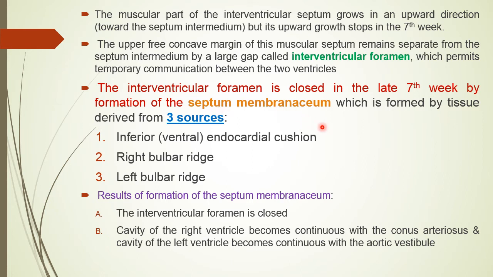And obviously the result of formation of the septum membranaceum is that the interventricular septum becomes complete, the interventricular foramen is closed, and the original common cavity of the ventricle now becomes divided into separate right ventricle and left ventricle. The cavity of the right ventricle is continuous with the infundibulum or conus arteriosus, and the left ventricle cavity is continuous with its outflow tract, that is the aortic vestibule.